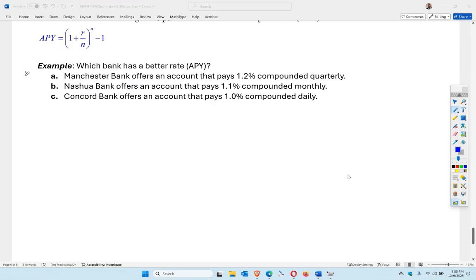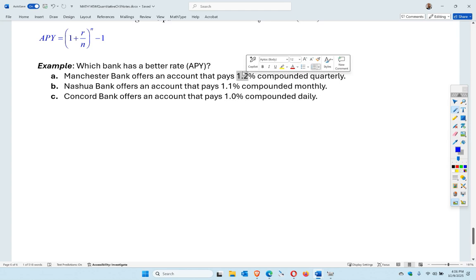So if I have 3 banks, one is Manchester with 1.2% interest, one is Nashua with 1.1, one is Concord with 1.0. It's not actually those as a yearly interest rate, right? Because one is quarterly, one is monthly, one is daily. It's actually more than that on an annual basis. Those are just the rates they give on the loan, which are not the annual rates, basically.